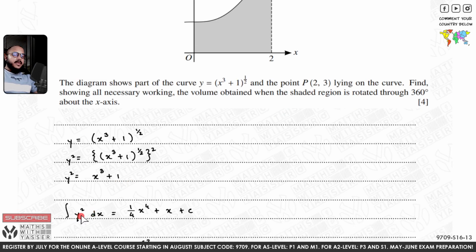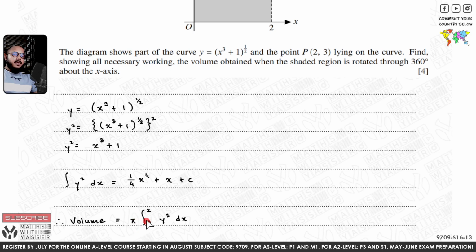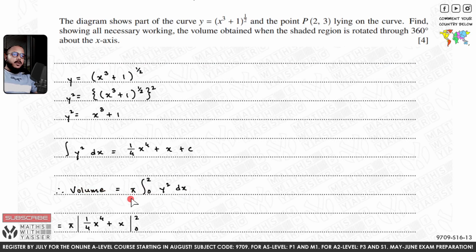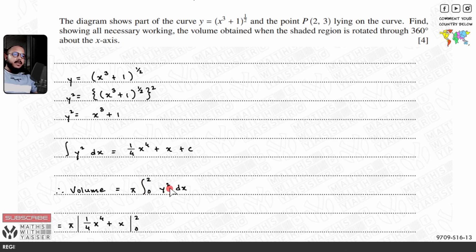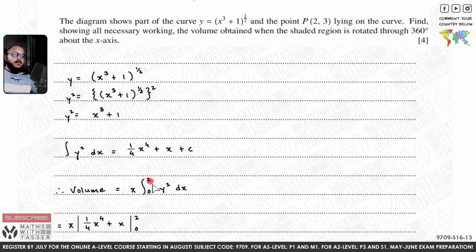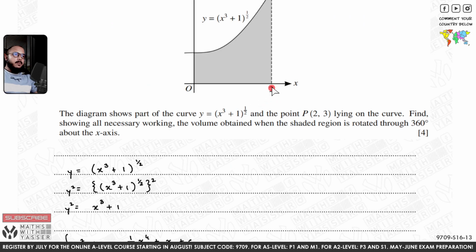Now the formula which we need to find the volume will be the integration of y² dx. This is the formula that we will eventually need. But first, what I'm doing here, I'm trying to integrate this. So x to the power 3 will become x to the power 3 plus 1, that is 4, and 1 over 4, plus 1 will become x, plus c. So for the volume, it will be π times the integration of y² dx, and the limits must be 2 and 0. So these are the two limits.